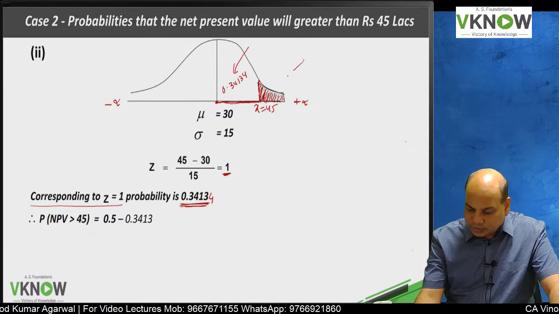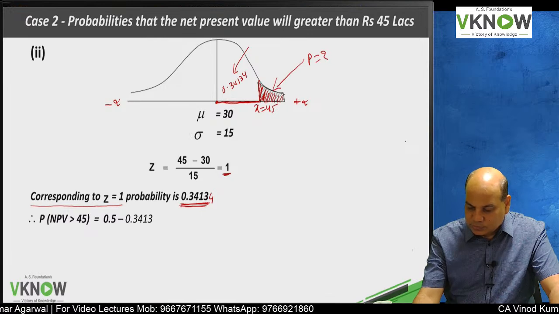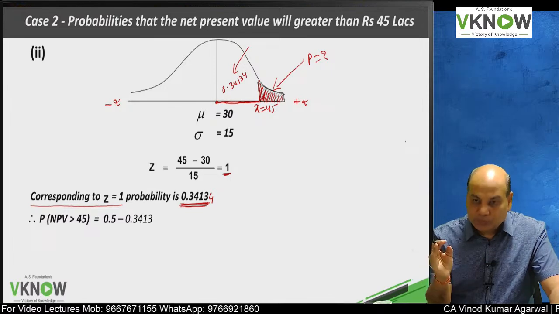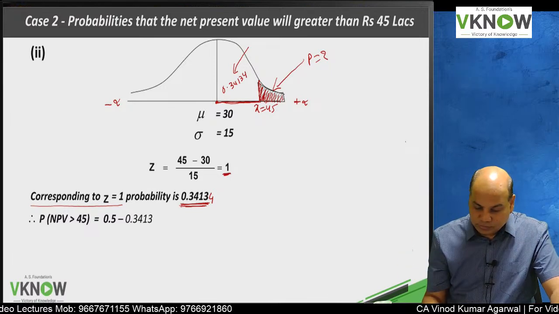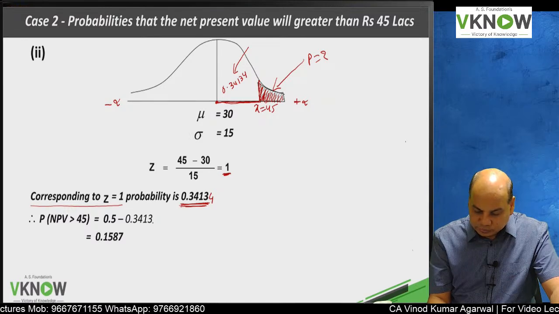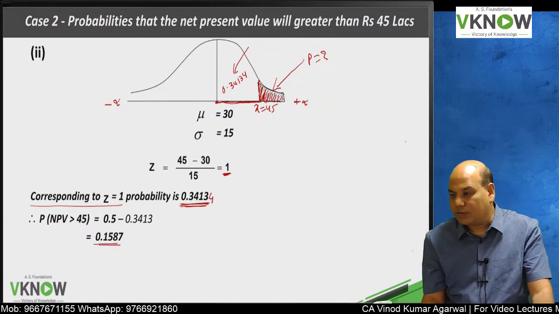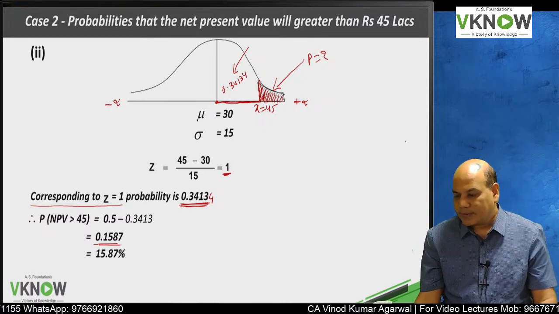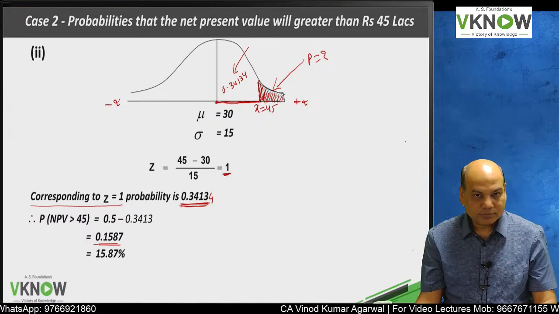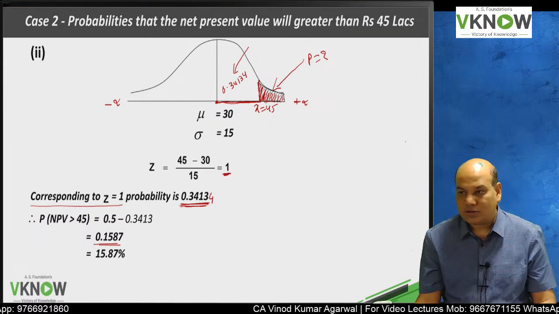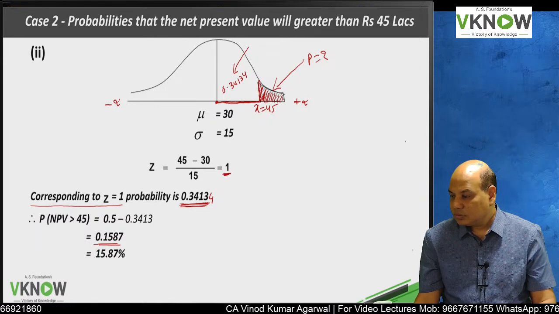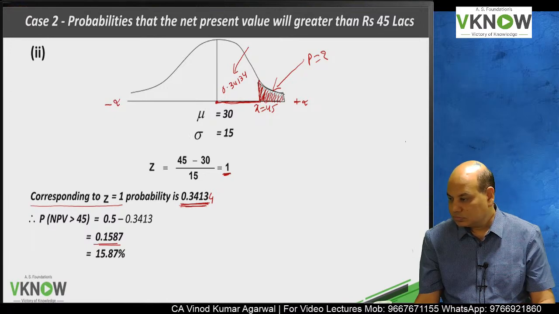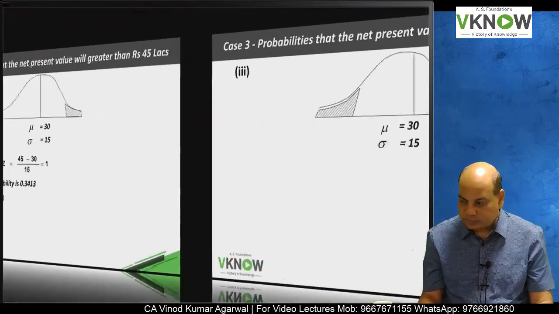0.34134. But I want probability of this area. Total probability on the right side of the mean is 0.5. Remove 0.34134 and your answer would be approximately 0.1587. You can also write in percentage, 15.87%. This is the answer of the second part.